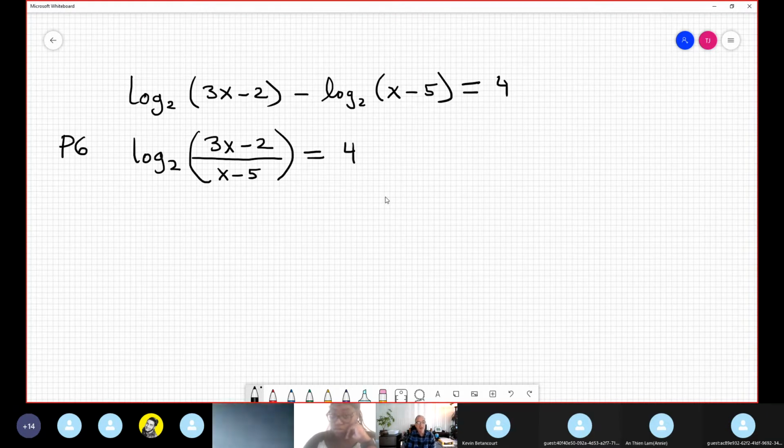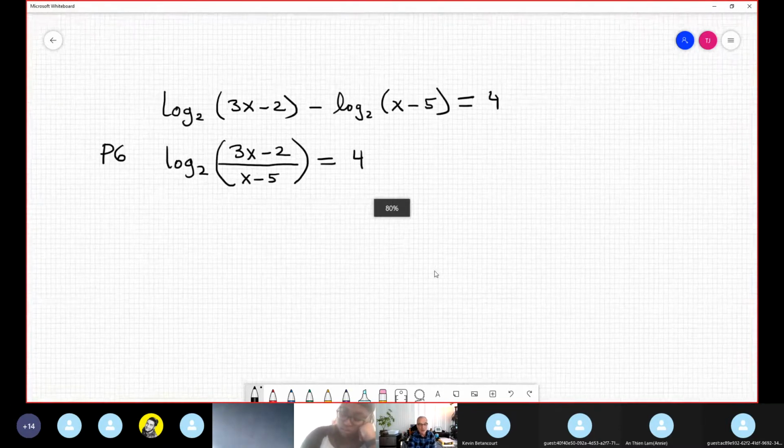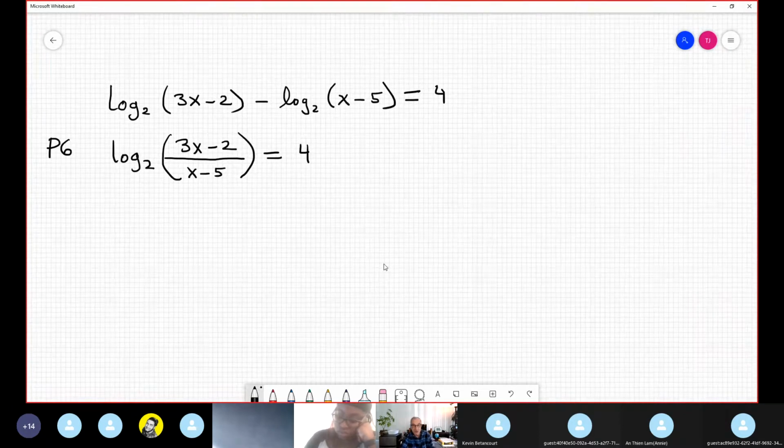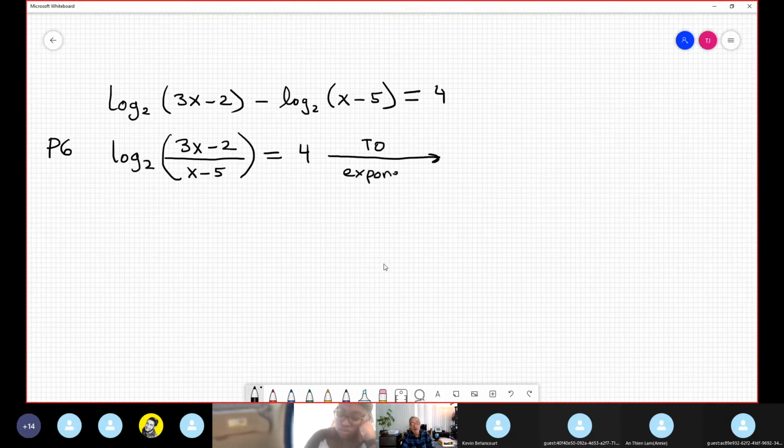Wow, fantastic. I like that. Now, this is a crucial moment in which you apply the conversion to exponential. You are doing exactly the same in the test: you put the arrow and write conversion to exponential, and that's it. Let's do the conversion. The base is 2, the exponent is 4, and it's equal to the rest, which is 3x minus 2 divided by x minus 5.